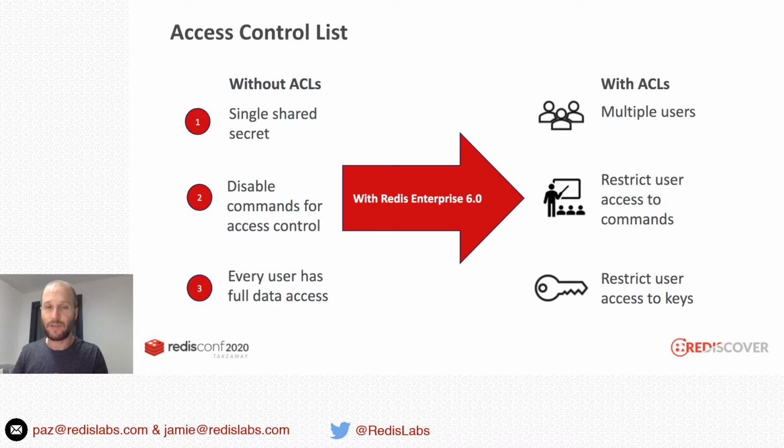Up to Redis 6, every user had full access to all the data, all the key space. With ACLs, we can restrict access to a subset of the data, so a user can access only the key space that is required for her.